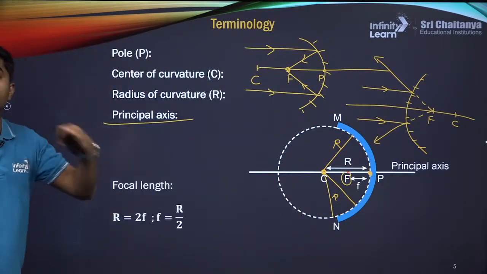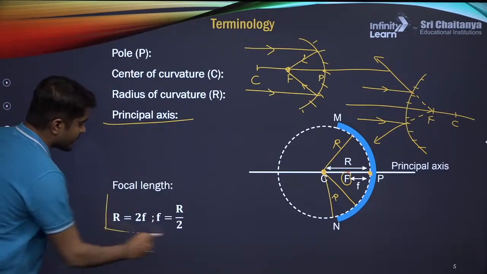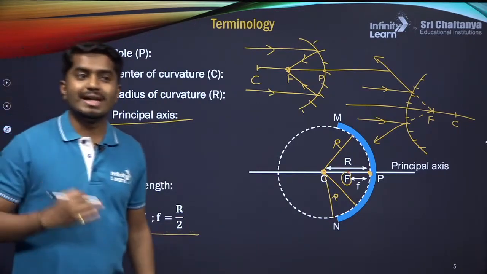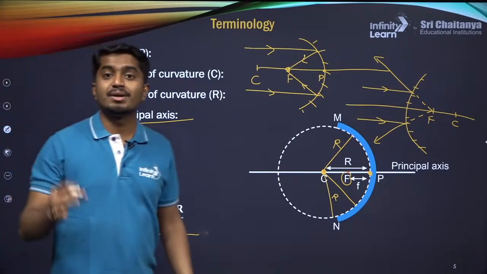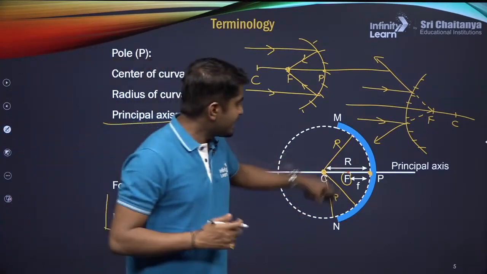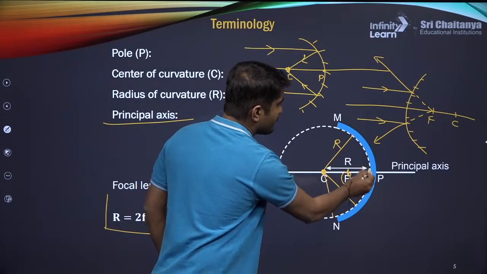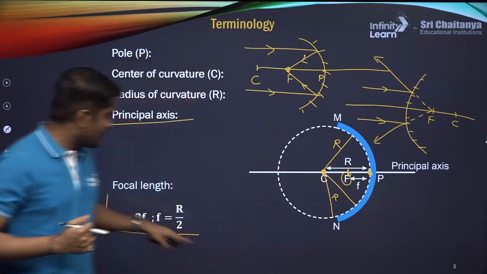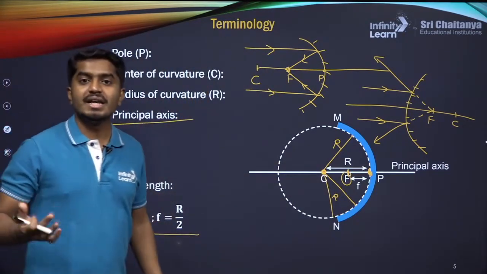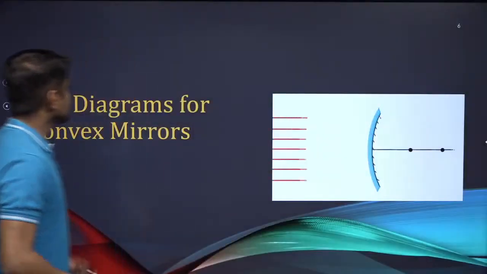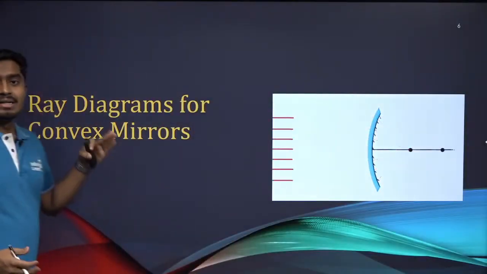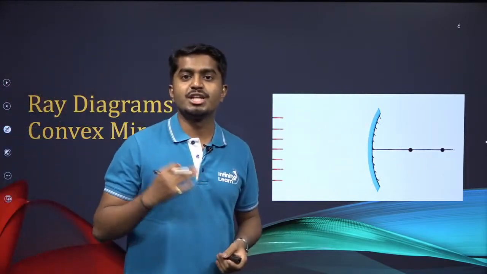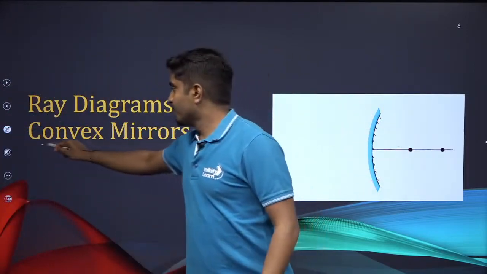There is something more you should know, that is the radius of curvature is 2 times the focal length. What is this F? F is nothing but focal length. So how is it defined? It is this point F and this point P. The distance between them is called the focal length, and the focal length is half of the radius of curvature. Clear? Now let's learn the ray diagrams and the image formation by the convex mirror today. We'll learn about the convex mirror now. Concave mirror we'll learn in the next class.